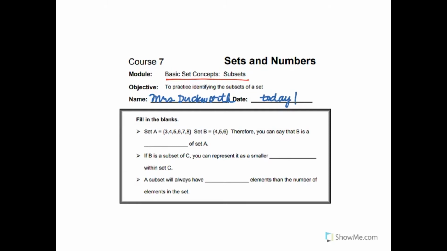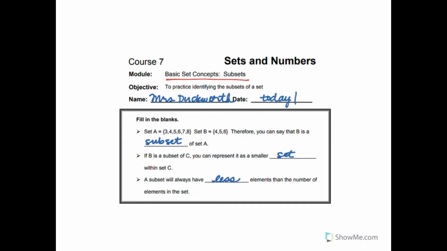So it says that set A equals 3, 4, 5, 6, 7, and 8, and set B equals 4, 5, and 6. Therefore, you can say that set B is a subset of set A. If B is a subset of C, you can represent it as a smaller set within set C. And a subset will always have fewer elements than the number of elements in the set.